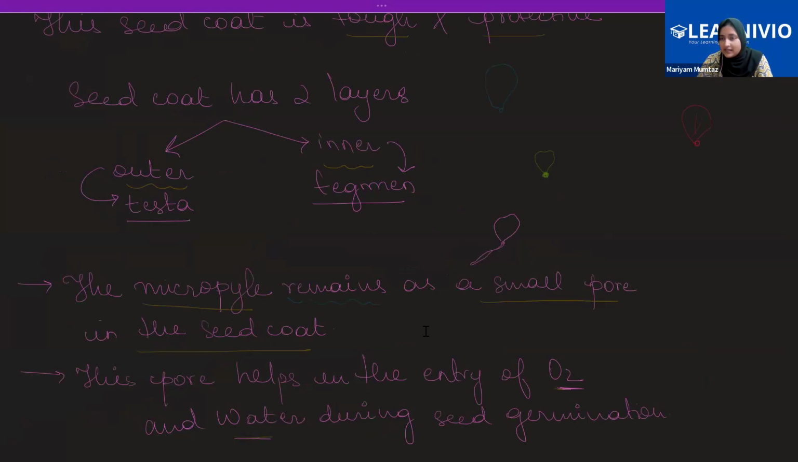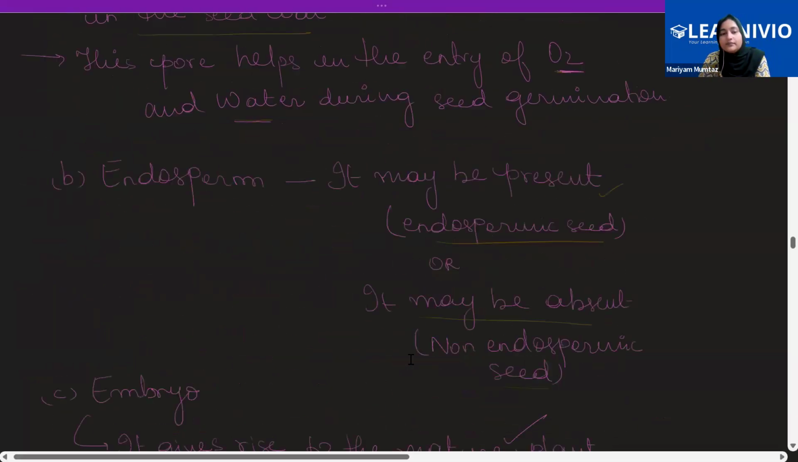Now you might have seen that in the seed, there is a tiny hole present. That is the micropyle, which still persists. Why? Because of the entry of oxygen and water, so that the seed could germinate. Whenever we put a seed in the soil, we put water. So how can the seed sprout? It's because the water went inside that seed and caused the seed to germinate.